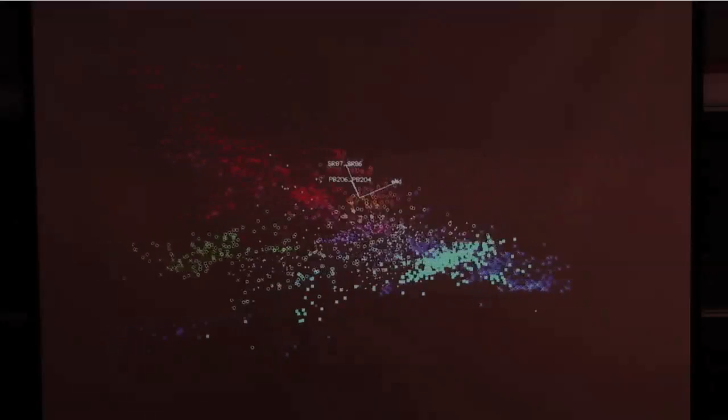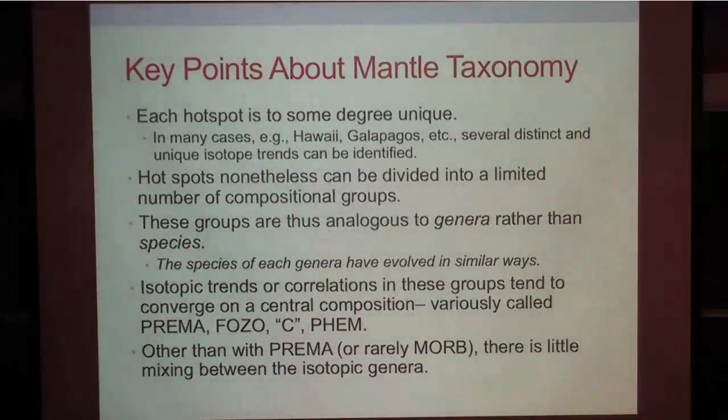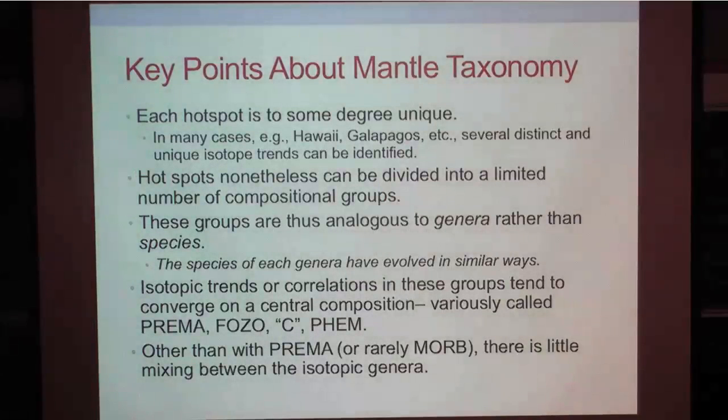And I think that's an important point. All right, let's move on. Okay, so each hotspot is to some degree unique. We're not dealing with unique components. That's the point. We're dealing with something a little bit different.